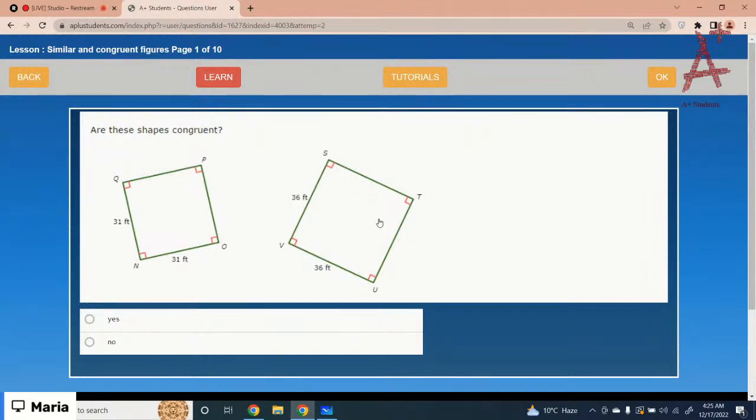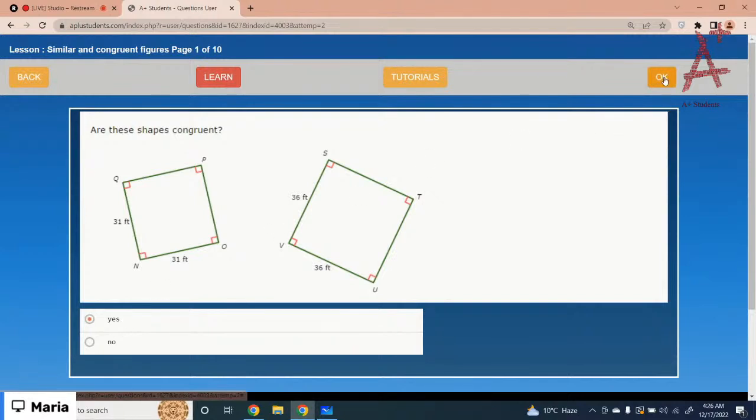Yes, the shapes are congruent because they have all the angles congruent and the proportion of all the sides must be equal. If this one is a square, all four sides are equal in length, and this one is a square too. So when you form the proportion of all four sides, they are exactly equal. So yes, they are congruent shapes. Got it? The correct option is yes.